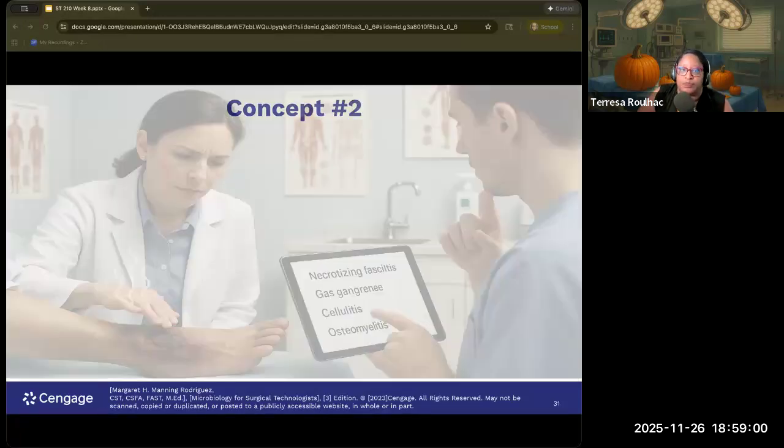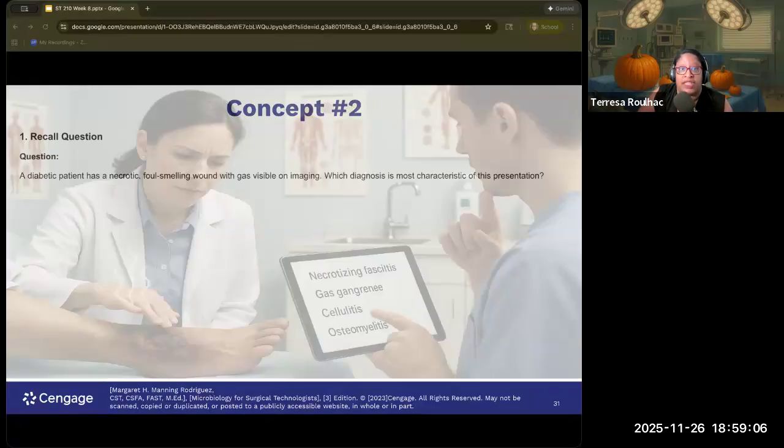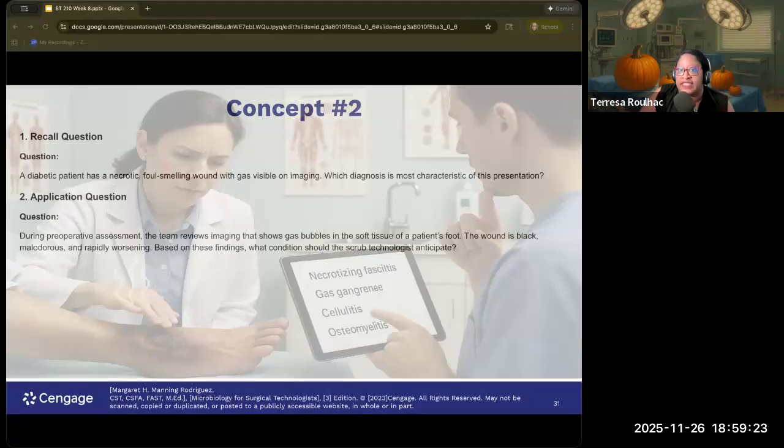Here's concept number 2. A diabetic patient has a necrotic, foul-smelling wound with gas visible on imaging. Which diagnosis is most characteristic of this presentation? So you're already having in your mind which one it would be. Application. During perioperative assessment, the team reviews imaging that shows gas bubbles in soft tissue of a patient's foot. The wound is black, malodorous, and rapidly worsening. Based on these findings, what condition should the scrub tech anticipate?